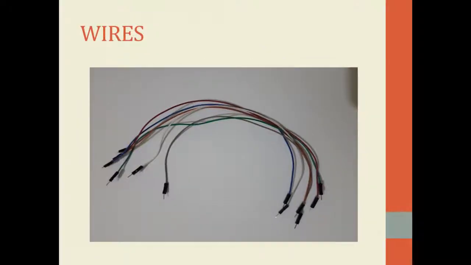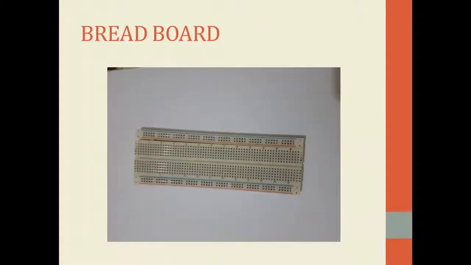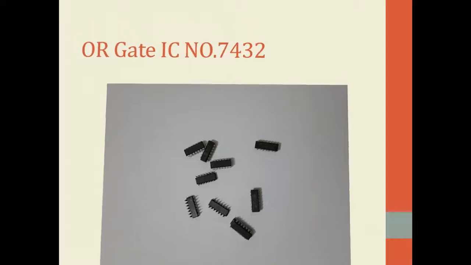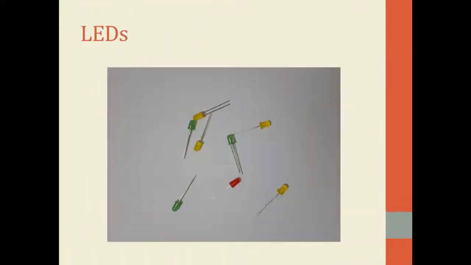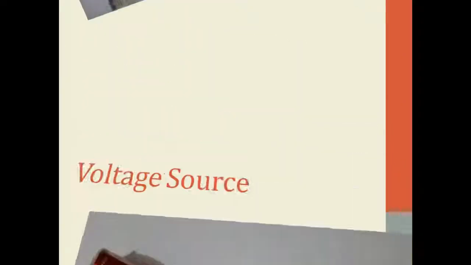In this experiment for the verification of the truth table of the OR gate, the things which are going to be used are the wires, breadboard, the OR gate, and the IC number of the OR gate is 7432, LEDs, and the most important, the voltage source.